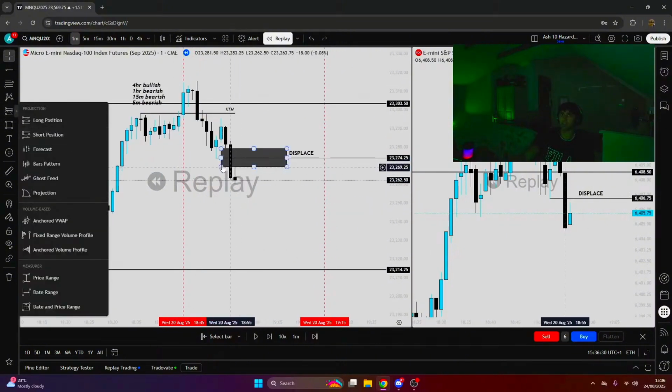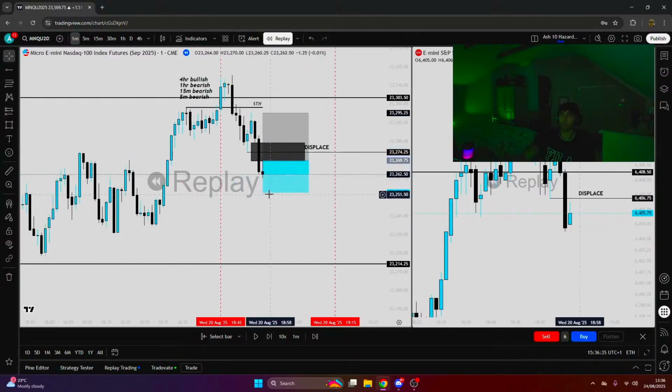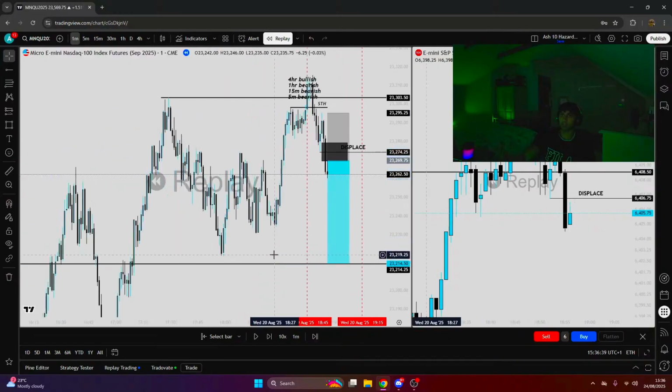Just a tap of this gap, we'll be in for shorts, and then targeting this low here for 55 points. Oh no, it's this point here.